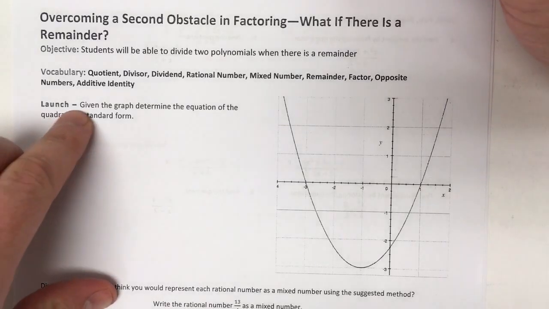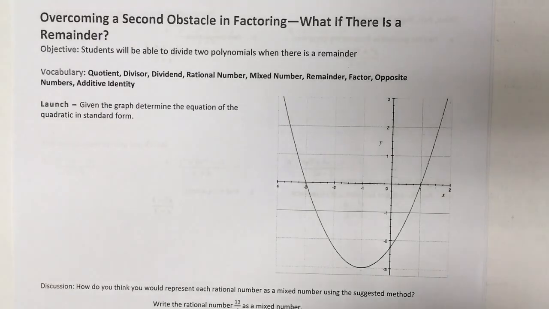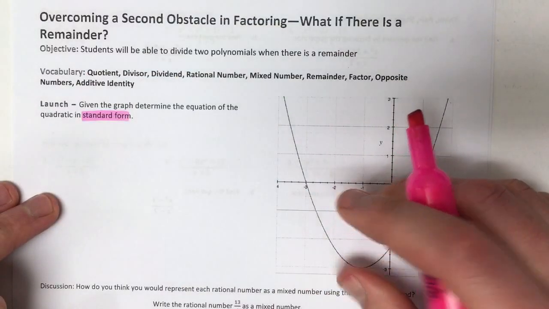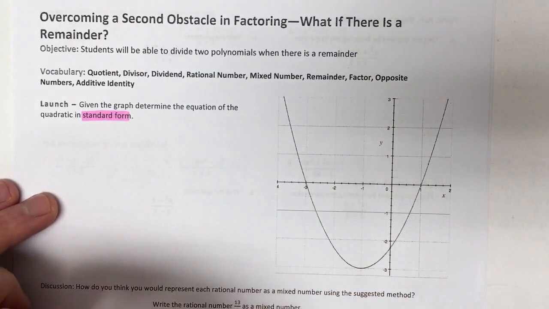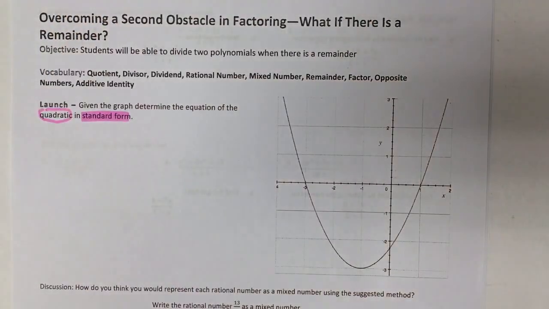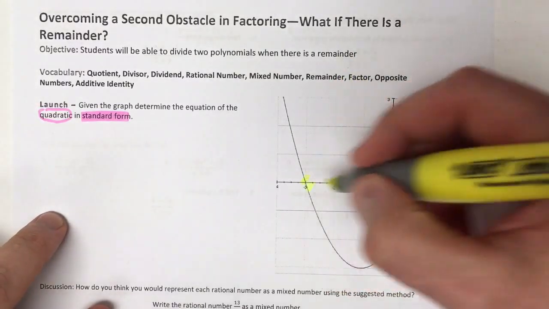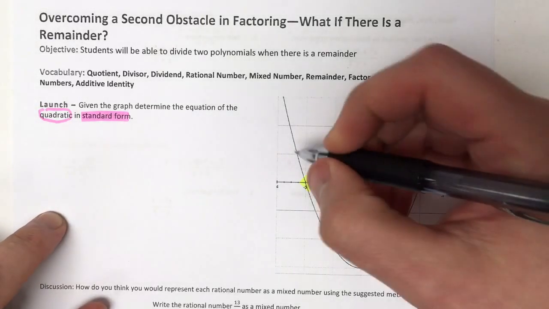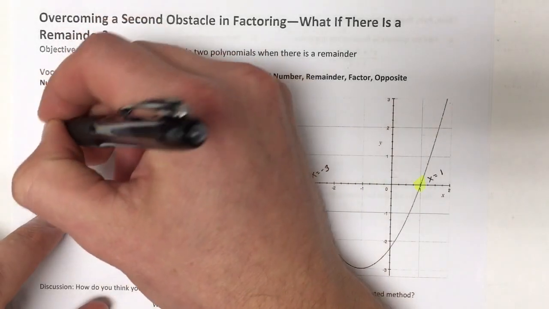And so launch: given the graph, determine the equation of the quadratic in standard form. So first things first, I need to make sure I understand that this is in standard form. I know it's quadratic, so I'm picking up on the clues from the problem. And then I would analyze the roots, because I know that there is a connection between the roots and factors. The roots that I see so far are x equals -3 and x equals 1. So I list those out.